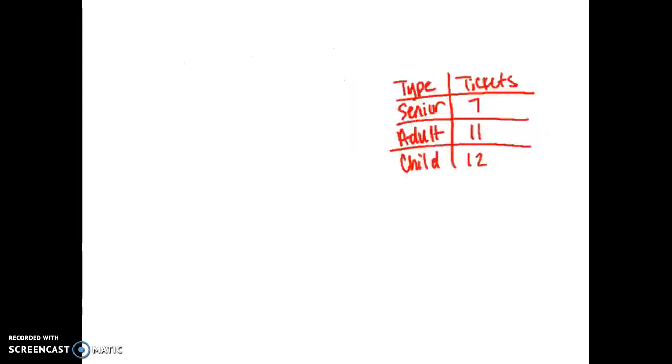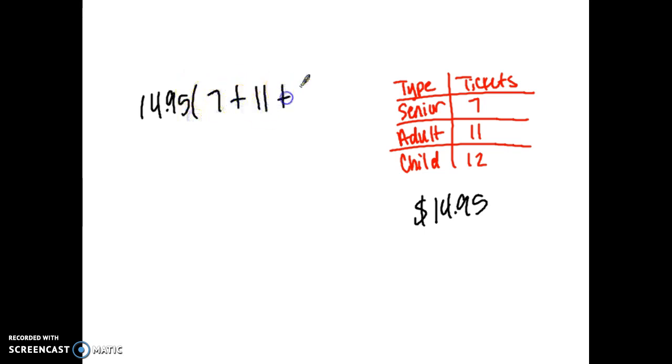The table shows the number of seniors, adults, and children going on a group trip to an aquarium. The tickets are $14.95 per person. Find the total cost of tickets. Justify your answer using the distributive property. So this is going to be $14.95 per ticket. We've got 7 seniors plus 11 adults plus 12 children. So I can multiply $14.95 times 7, $14.95 times 11, $14.95 times 12, and then add all those together. Or I can add up how many tickets I'm buying.